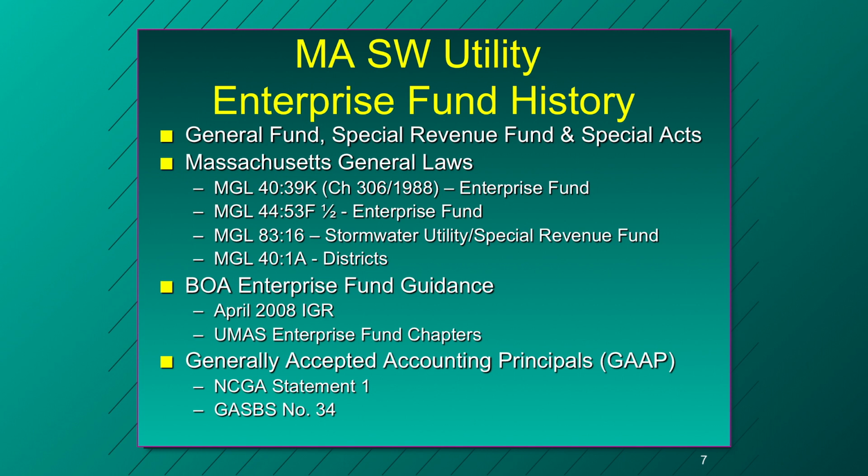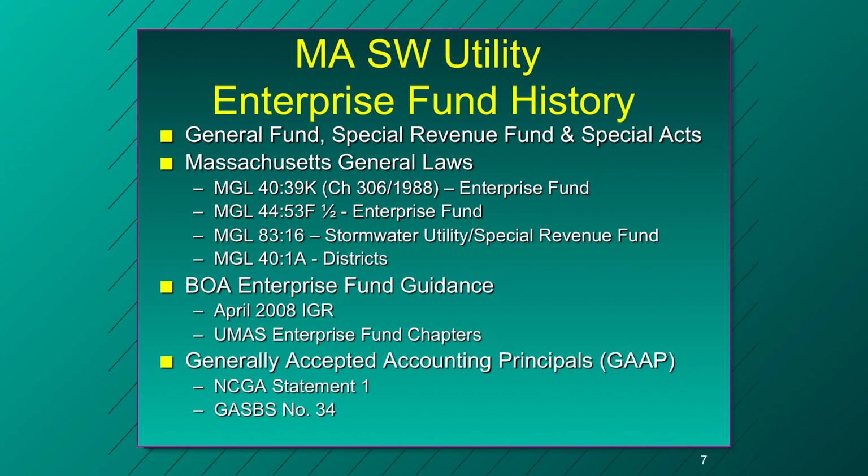So in Massachusetts, we have a fund structure for the general fund, special revenue funds, and we also have special acts. Massachusetts general laws provide a vehicle by which you can account, by which you can budget, by which you can report on stormwater activities. One is an enterprise fund, and there's two statutes for enterprise funds. One in 1988, Chapter 40, Section 39K, and more recently, Chapter 44, Section 53F and a half.